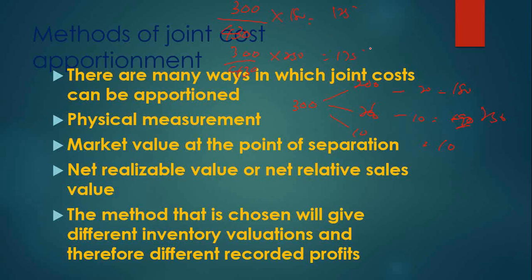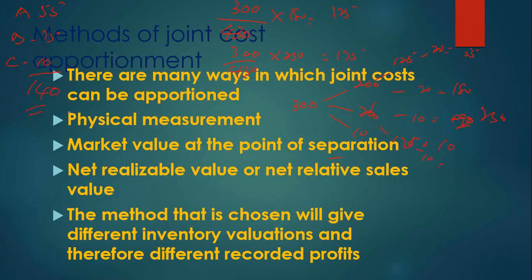So you can see that we allocated the 300 in different ways. First way we allocated according to the number of units. Second time we allocated according to the market value at the point of separation. Third time we have allocated according to the net realizable value, that is even after taking the further processing cost. So now 200 is the selling price, 125 is the cost, and further processing cost is 20. So now your profit in A is 55. Earlier you remember we had 60 or something like that. B: 260 minus 175, 85, and minus 10, 75. And the C is 10. So you can see that same 140 profit, how many different ways we have apportioned.